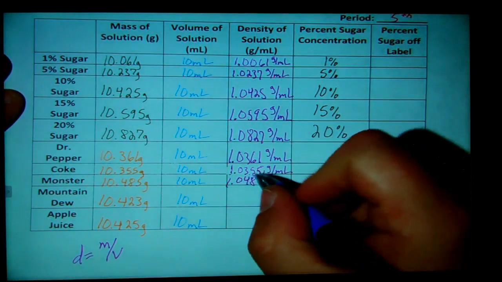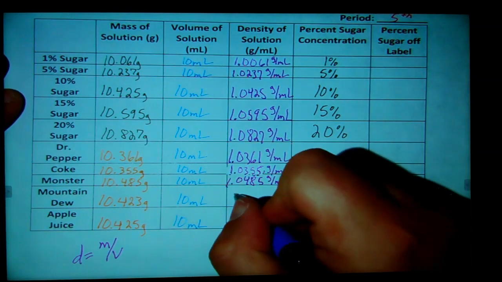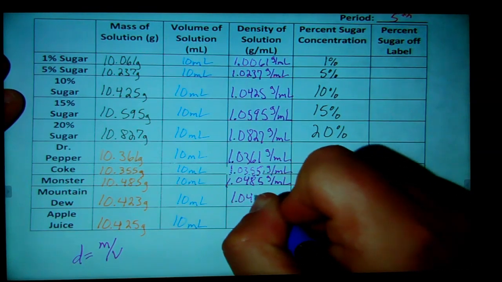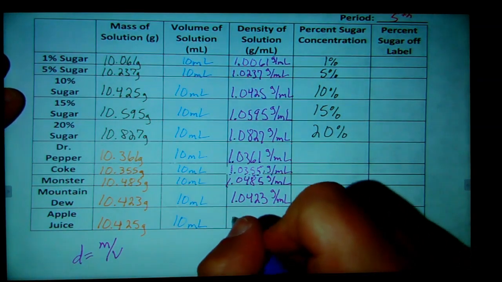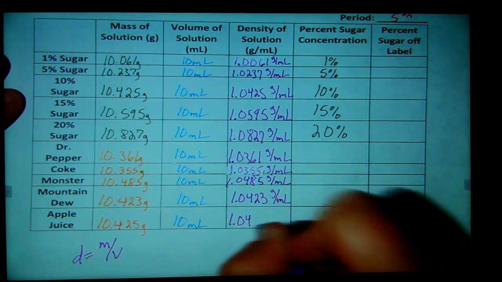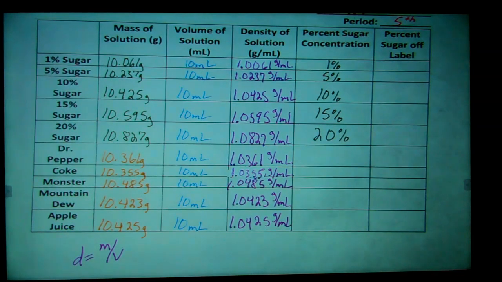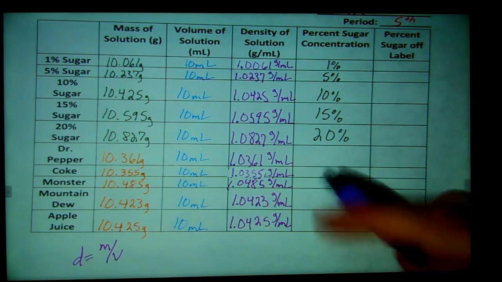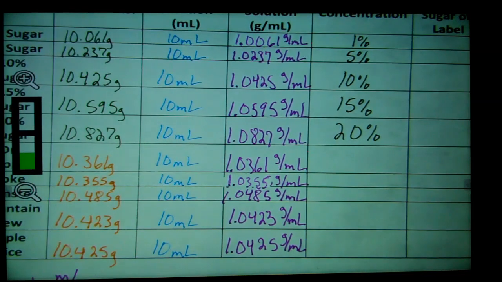Grams per milliliter, 1.0485 grams per milliliter. Then we have 1.0423 grams per milliliter. 1.0425 grams per milliliter. 1.0355. I don't know if that really helps there. Okay.